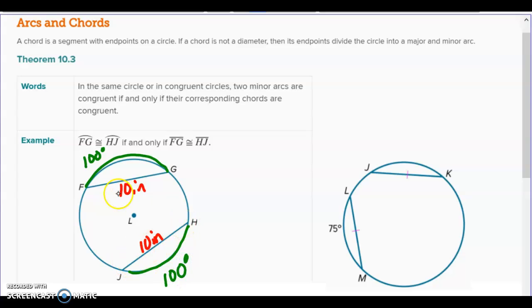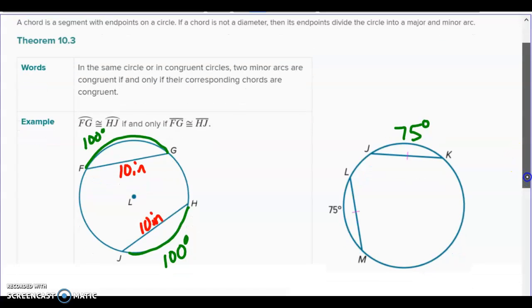So if the chords are the same length, then their minor arcs are going to be the same as well. And flip-flop that too. If we know that the arcs are the same, then their chords would be the same. So looking at this example, I see that LM is equal to JK, and I know arc LM is 75, so that means arc JK would also be 75 degrees.